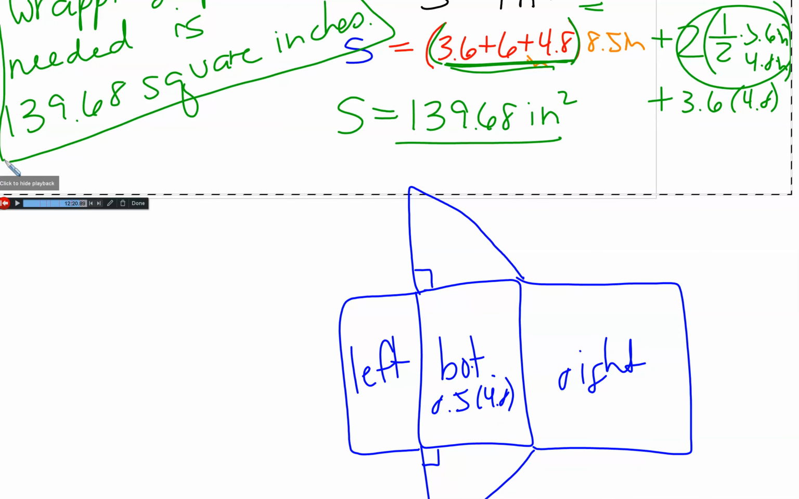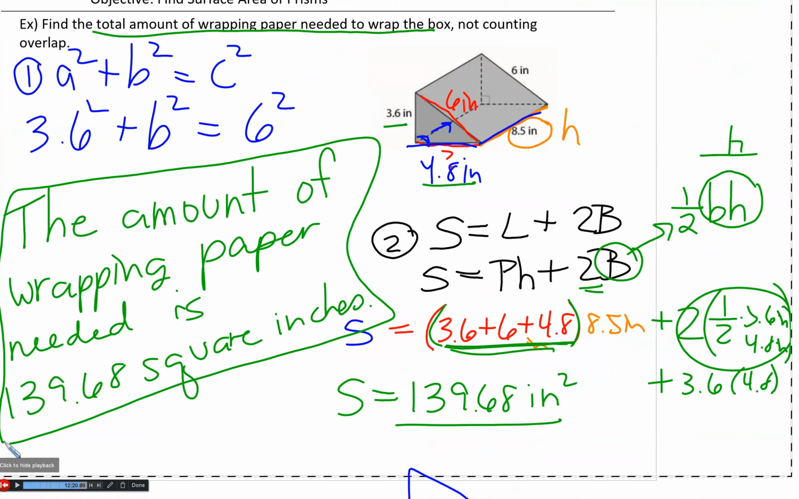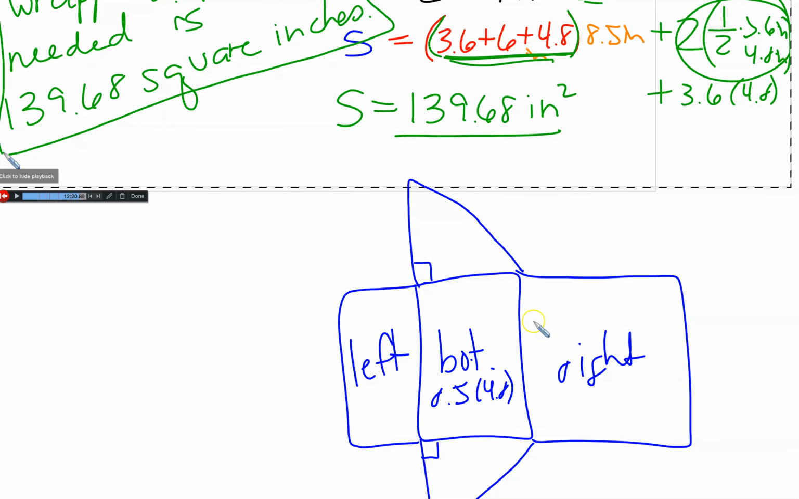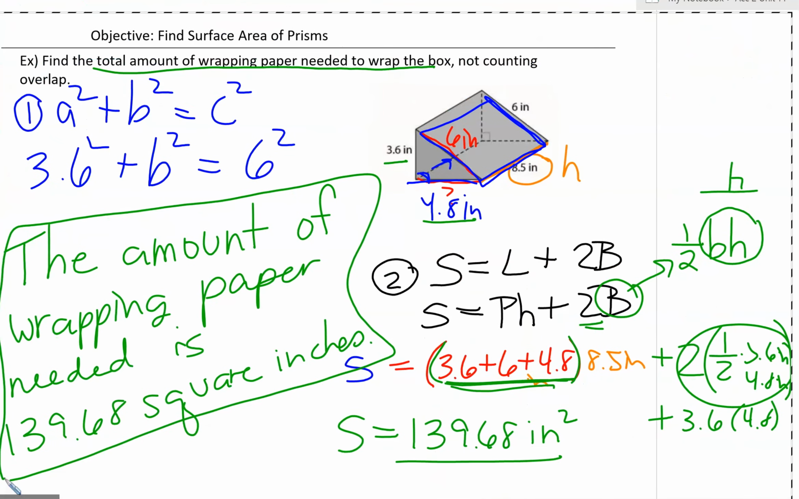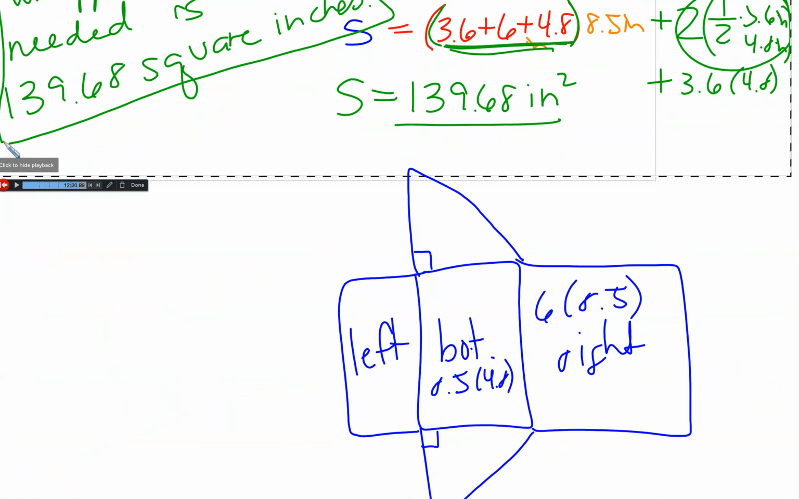The rectangle here would be 6 by 8.5. So that would be this one over here. So I have 6 times the 8.5 for that one, because again, area of a rectangle is length times width. And for this rectangle in the back, I have 3.6, and this measurement would be also 8.5. So that one on the left, what I've labeled the left, 3.6 times 8.5, would give me its area.